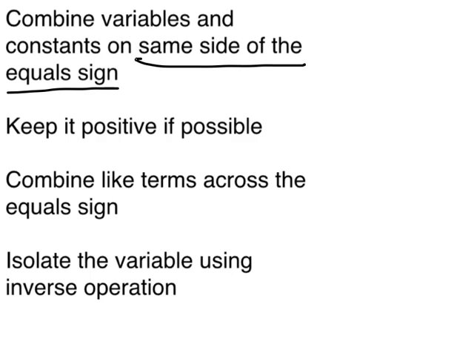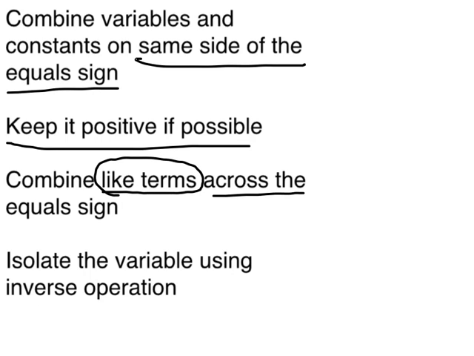The next step is I want you to constantly think about keeping the entire equation positive if possible. The next step is to combine like terms across the equal sign, and I'm going to show you how to do that. And the last step is to isolate the variable using inverse operation. So let's move right into an example.